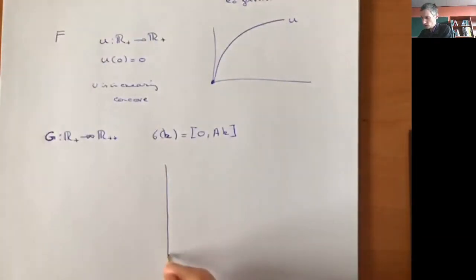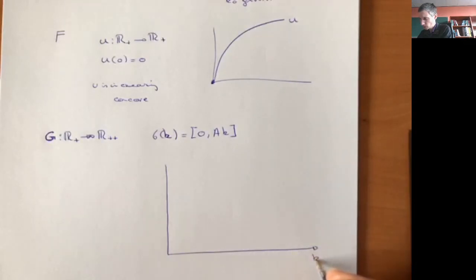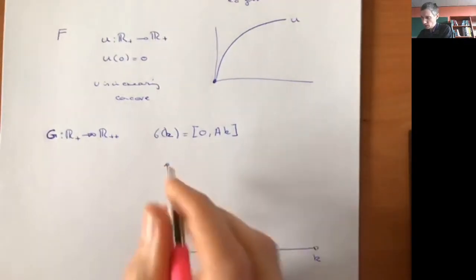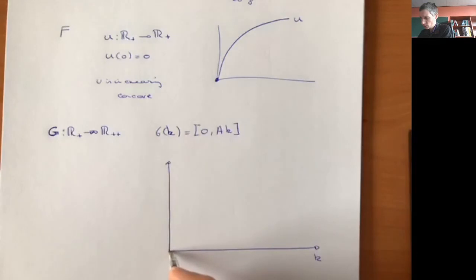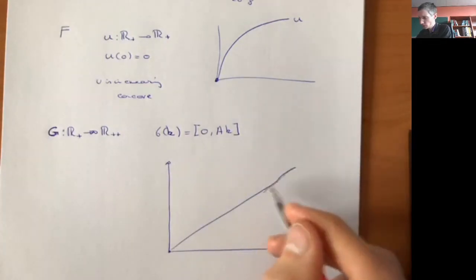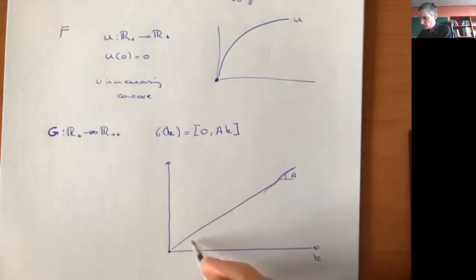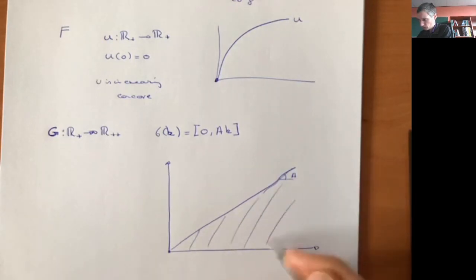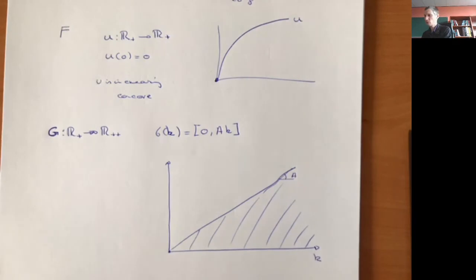So if I draw it here, so if this is K, G of K should be a straight line, right, with slope A. So this is how the correspondence looks like. Okay.